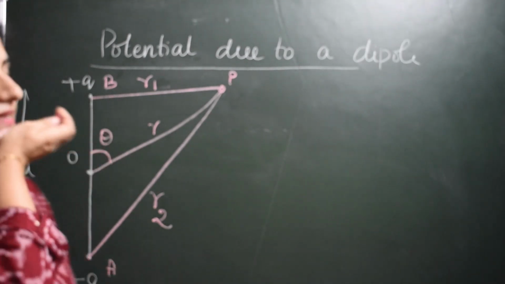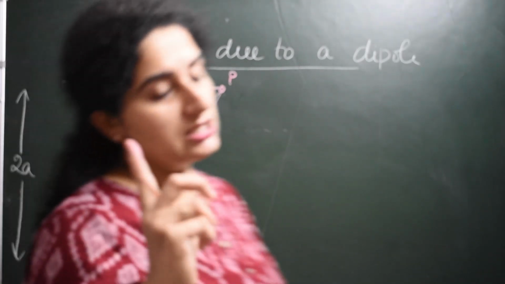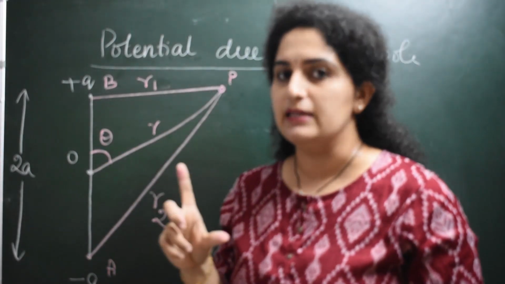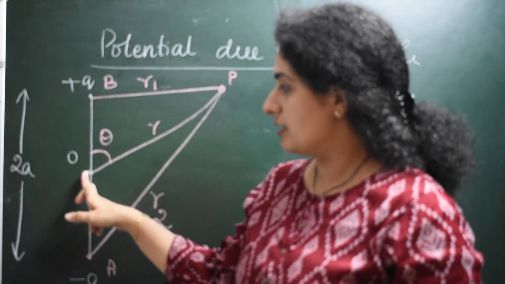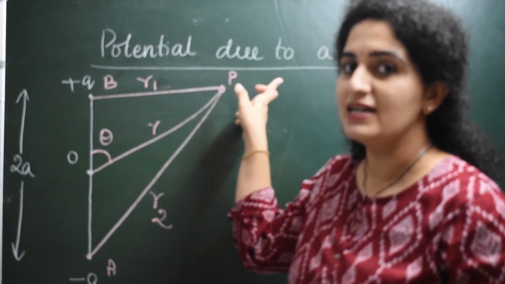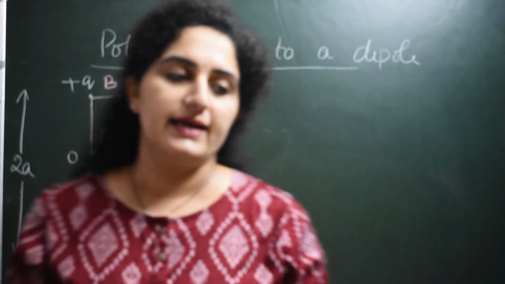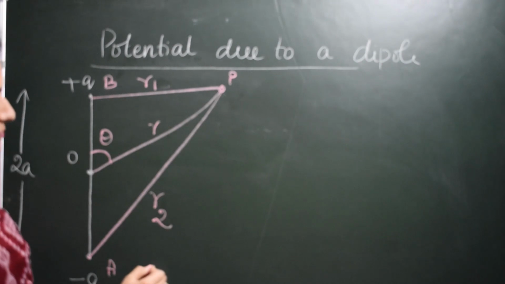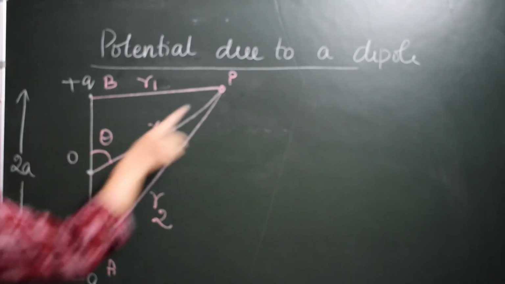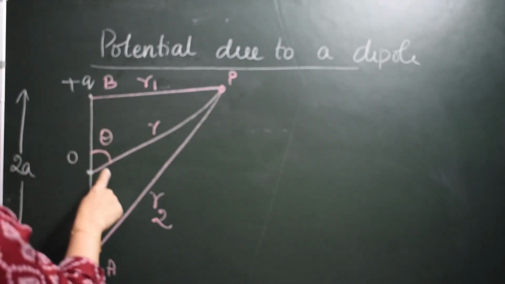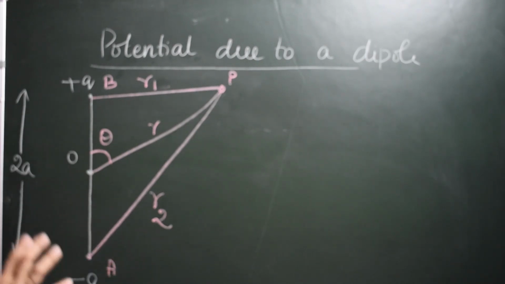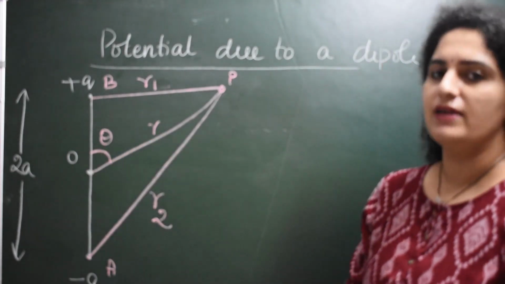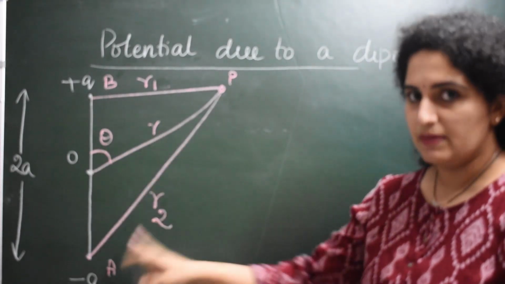This is angle theta, because we have already seen the electric field due to a dipole not only depends on R, but also on the angle made by the dipole with the point we are considering. So we have to consider angle theta. Also, R we consider much greater than a. This distance is very much greater than a. These are the only two assumptions we make: theta, and R much greater than a.